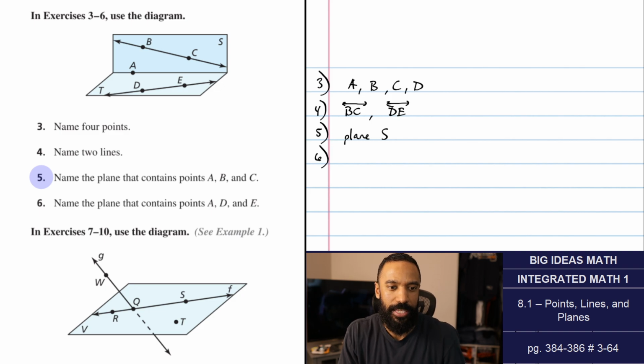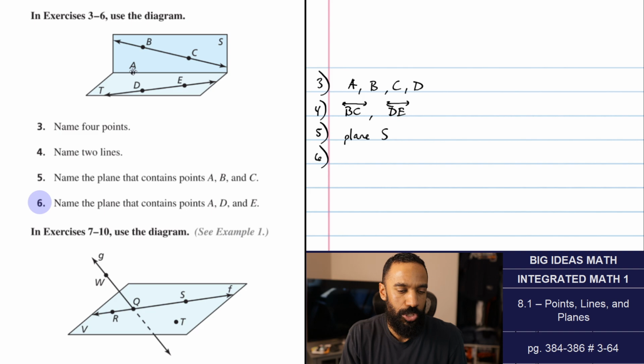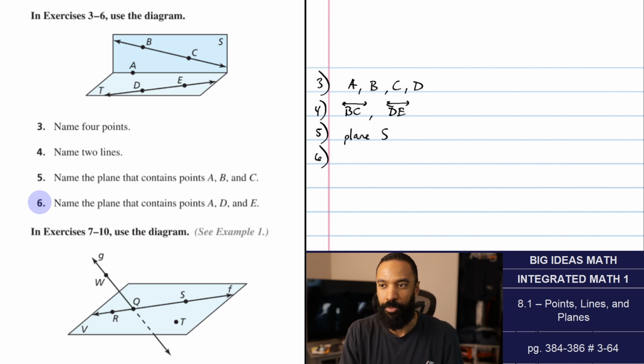Number 6, name the plane that contains points A, D, and E. Notice that A is existing on 2 different planes that are drawn, but D and E are specifically on the plane right here that's a little flatter looking. And this T, not a point, is the name of that plane as well. So I'll be calling this one plane T.